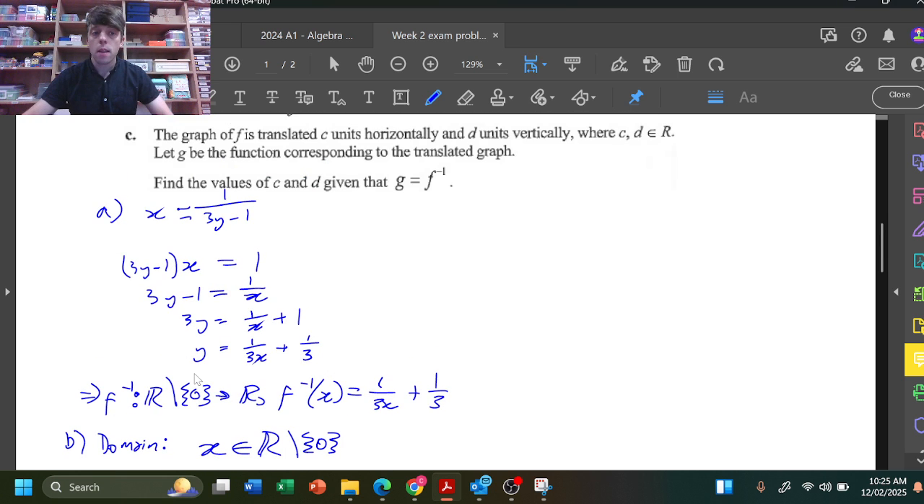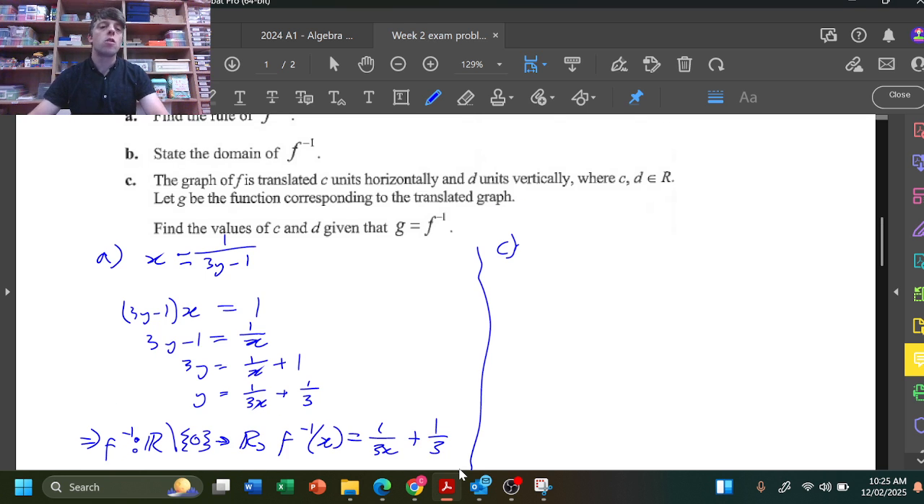All right, now the harder part of this question is part C. So this is probably the part that you were confused about. Part C, it's a bit wordy. It says the graph of f is translated C units horizontally and D units vertically, where C and D are elements of R. Let G be the function corresponding to the translated graph. Find the values of C and D, given that G is equal to F inverse.